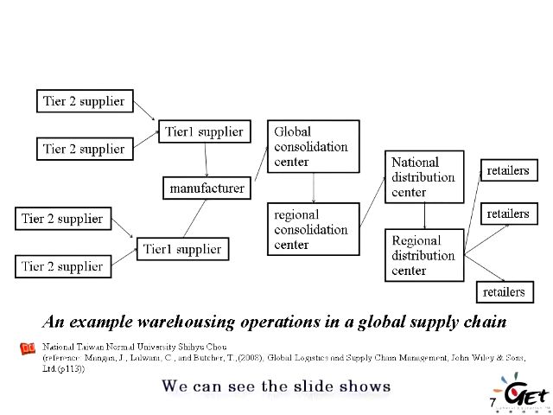So we can see the slide shows the manufacturer has their immediate tier 1 suppliers, right? They have the warehouses to store the supplies or the materials from tier 1 suppliers, right? Also, the manufacturers have their warehouses to store the finished goods or work in process components in their factories, okay? But in the downstream parts, after the manufacturer, basically they have a warehouse to store the finished goods, finished products.